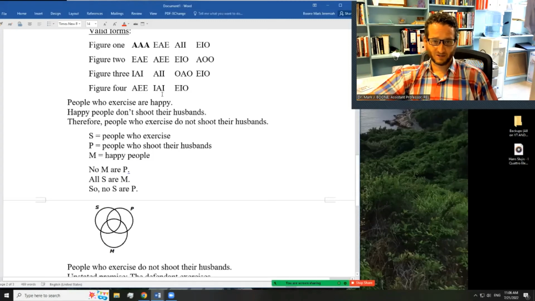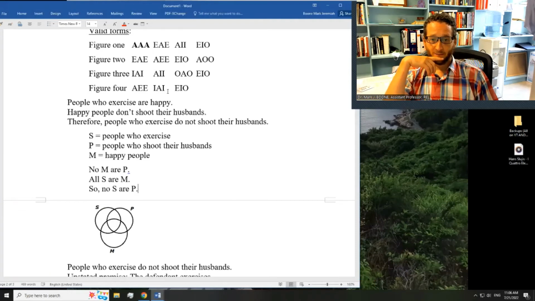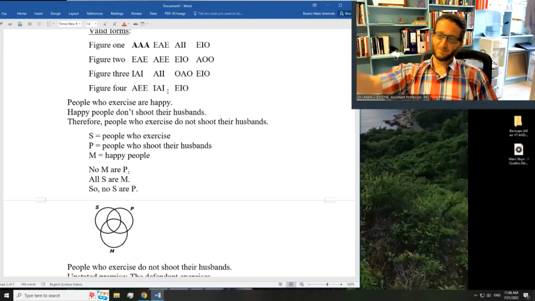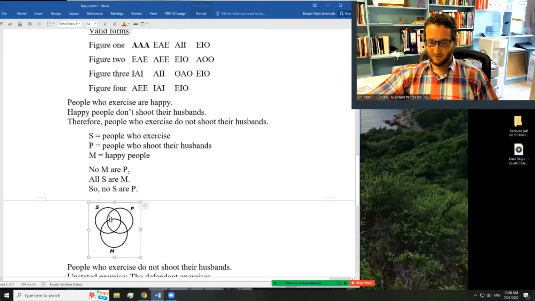Let me go over this again. All people who exercise are happy people. No happy people are people who shoot their husbands. Therefore, no S is P. No people who exercise are people who shoot their husbands. No S is P. Good. We got it. Now let's test that for validity.